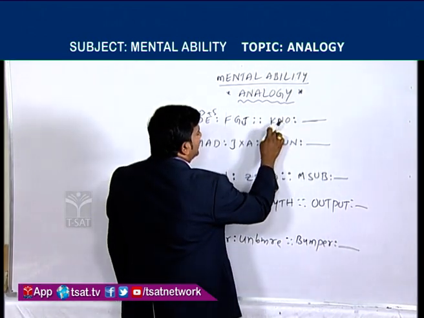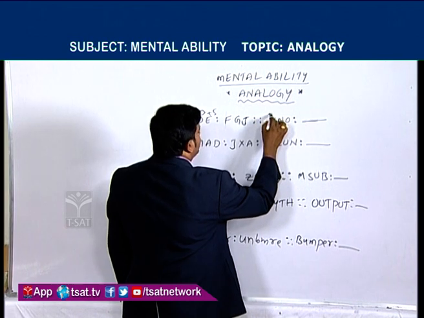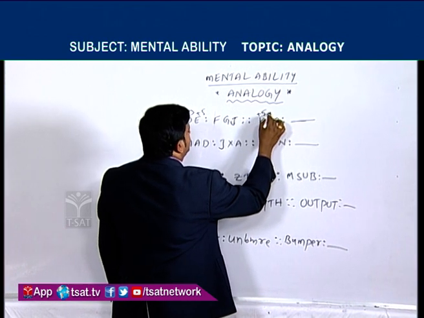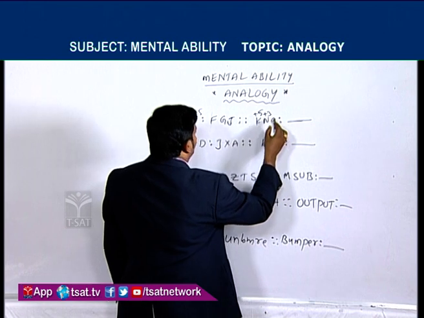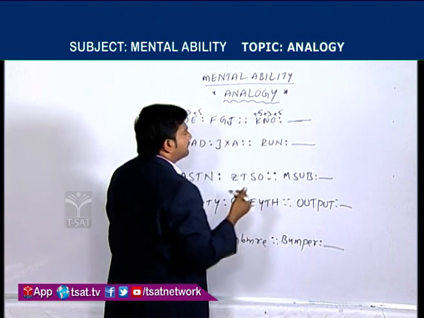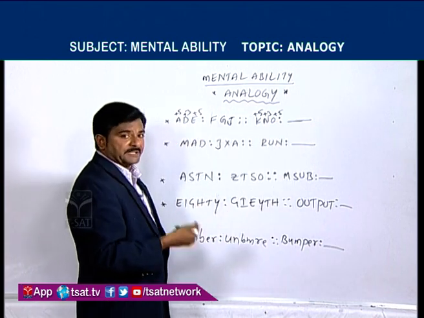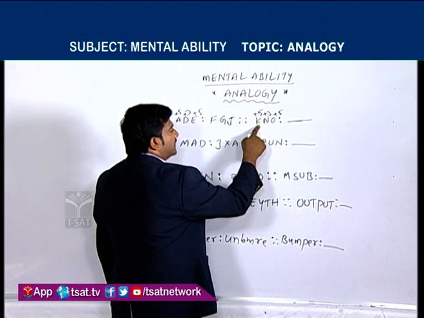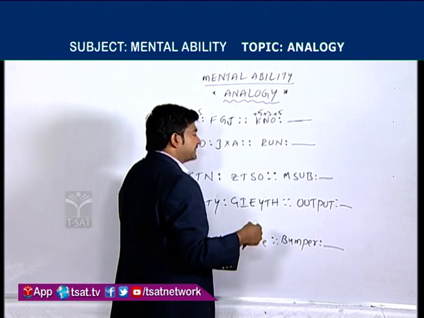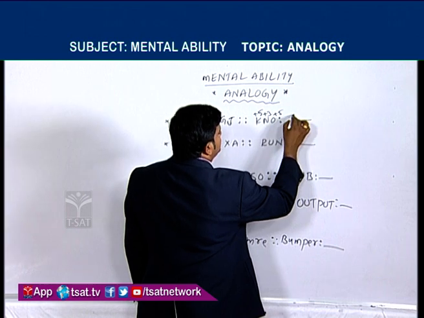Here also, K N O. For K, I need to add plus 5. For N, I need to add plus 3. For O, I need to add plus 5. Plus 5, plus 3, plus 5. See, K means 11. 11 plus 5 means 16.